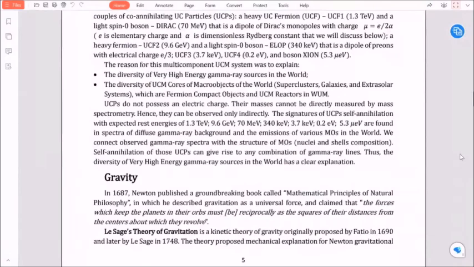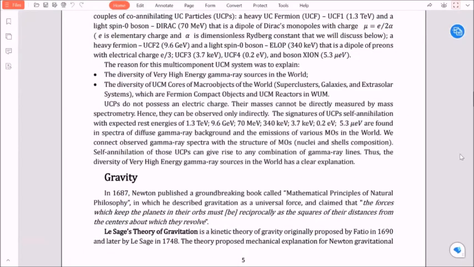The reason for this multi-component UC matter system was to explain the diversity of very high energy gamma ray sources in the world, the diversity of UC matter cores of macro objects of the world, superclusters, galaxies, and extrasolar systems, which are fermion compact objects, and UC matter reactors in WUM.